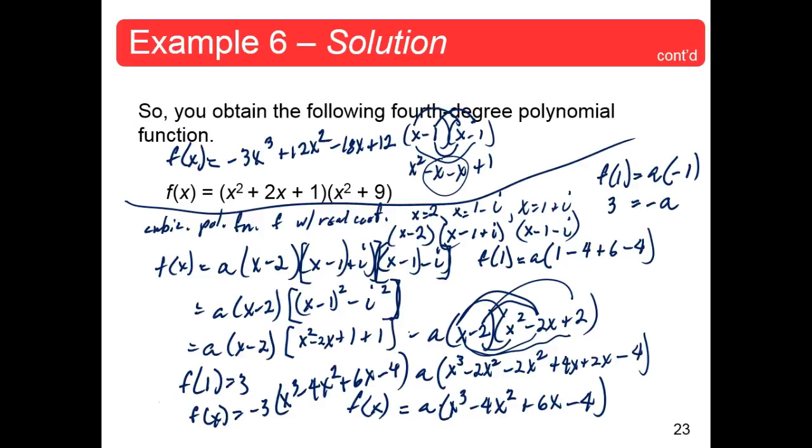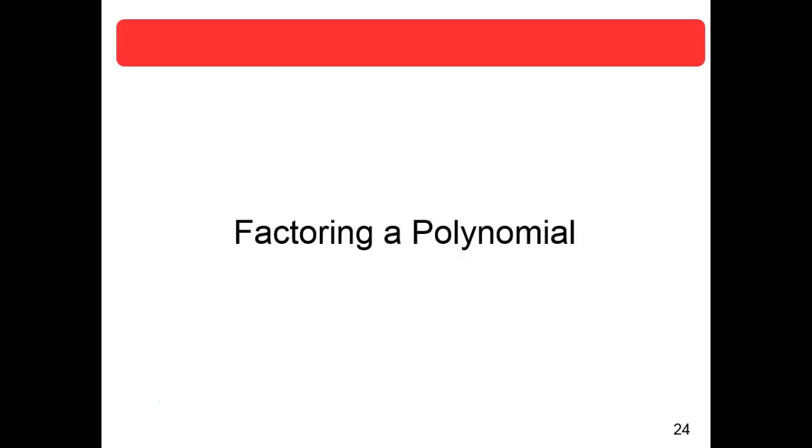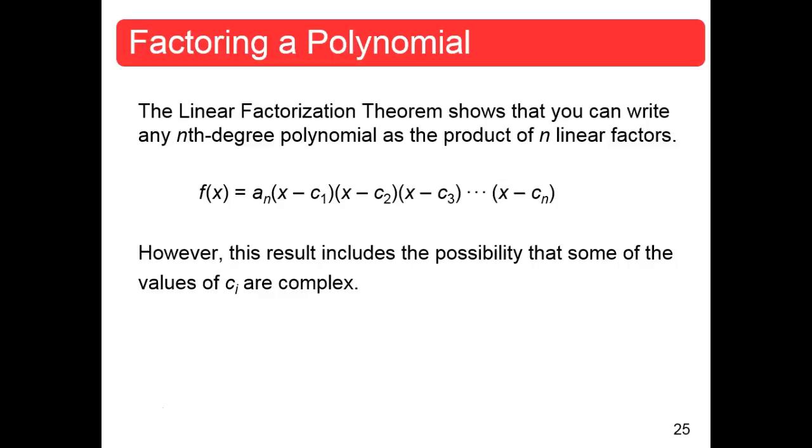Okay, so let's move on to factoring a polynomial. Factoring a polynomial. Isn't that what we've been doing? Sure. So what do we mean? The linear factorization theorem shows that you can write any nth degree polynomial as a product of n linear factors. f of x, now this is an nth degree polynomial, so you'll need n factors. Well, they use the subscript a sub n to let you know that's the leading coefficient of the polynomial, okay? And remember, that's the thing we went back to find last time. And then each of those zeros, x minus c1 times x minus c2 times x minus c3, all the way up to x minus cn. You've got to have n solutions. You have n linear factors.